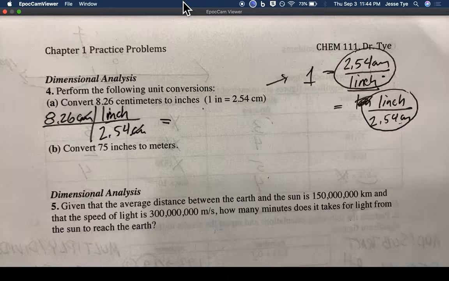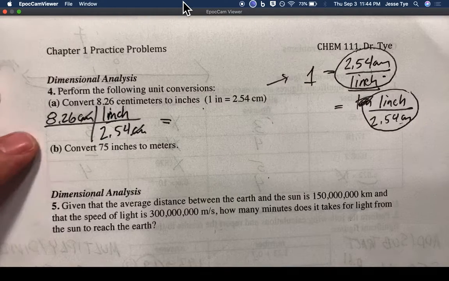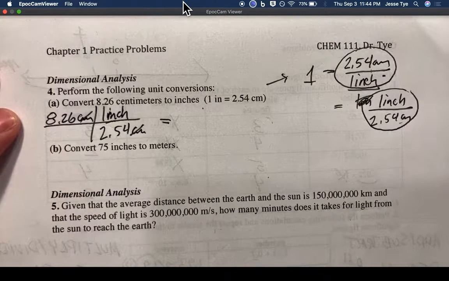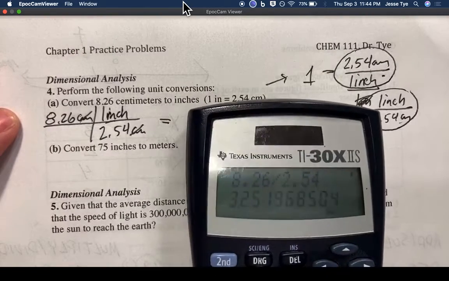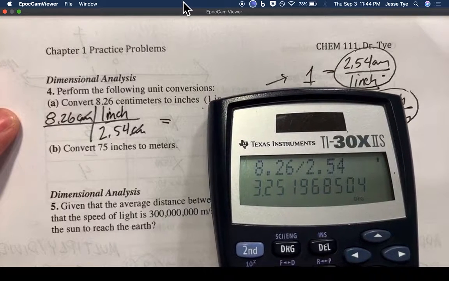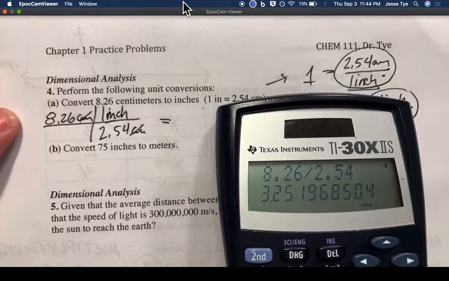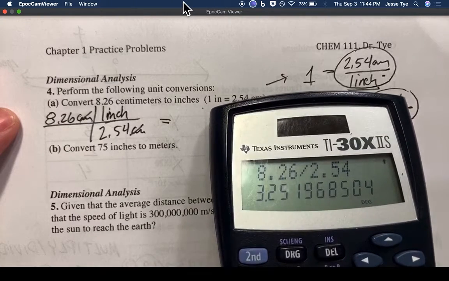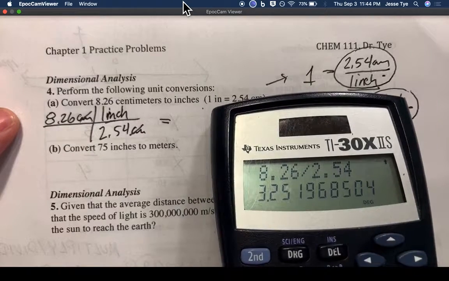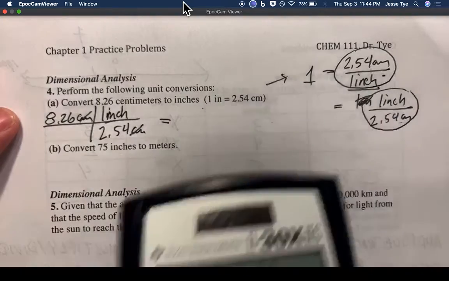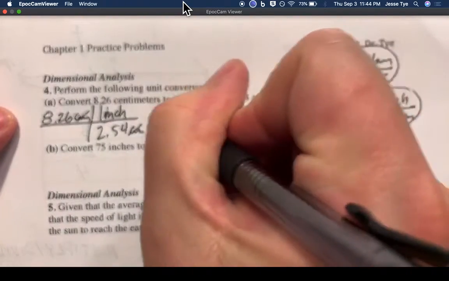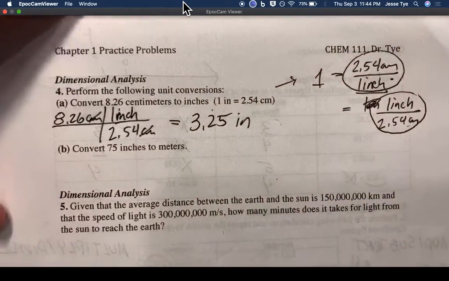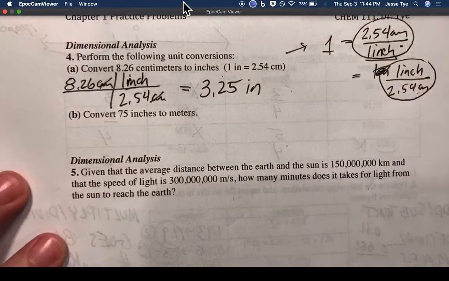And now my calculator can do all the rest of the work for me. 8.26 divided by 2.54. Okay, it spits out a lot of decimal places. This is a division, and our starting number had 3 sig figs, so our answer needs to have 3 sig figs: 3.25 inches. All right, and then this next one's going to make us do a little bit more work.